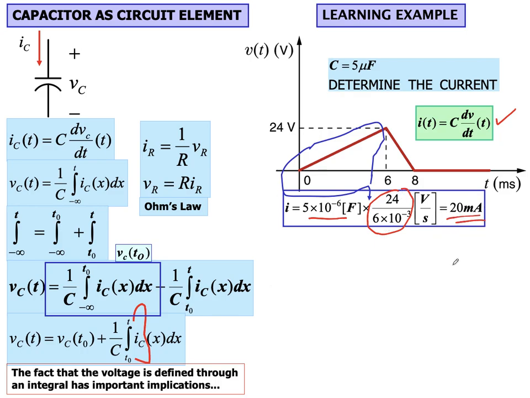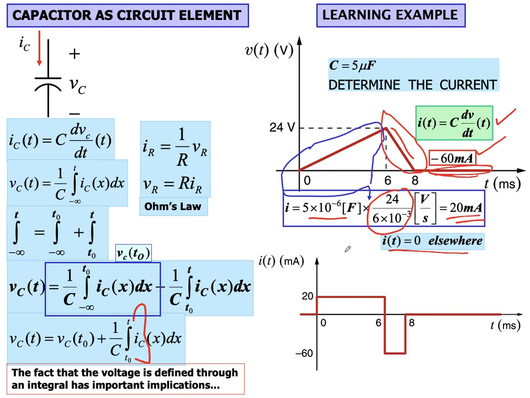The answer comes out to be 20 milliampere. And likewise, for the next case, the current comes out to be minus 60 milliampere, because the slope is negative in this case. You can find out the value yourself. And I of t will be 0 elsewhere, because voltage is 0 elsewhere. So this is the required answer. The current in milliampere will be like this. From 0 to 6, the value will be 20, as we have got here. From 6 to 8, the value is minus 60 that we have got here, and it is 0 elsewhere, as we have got over here.